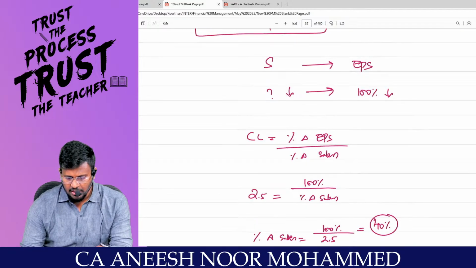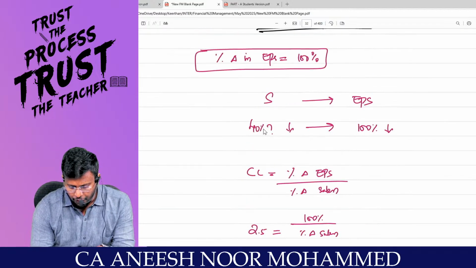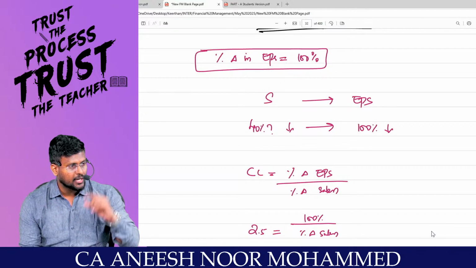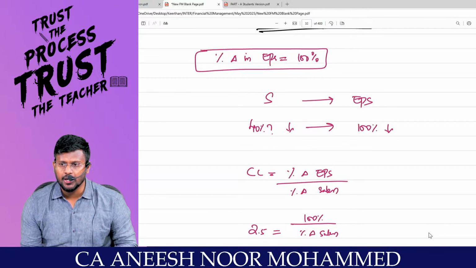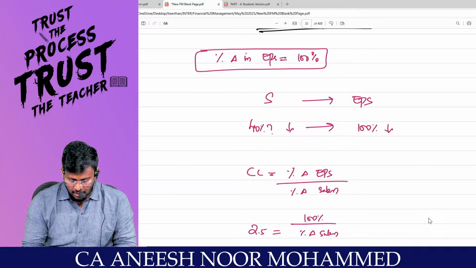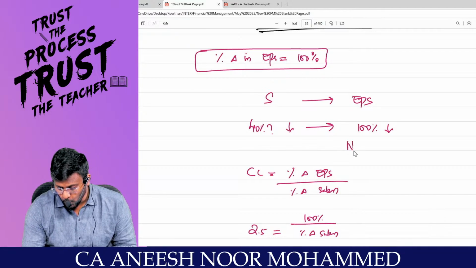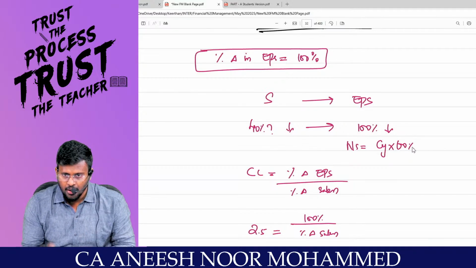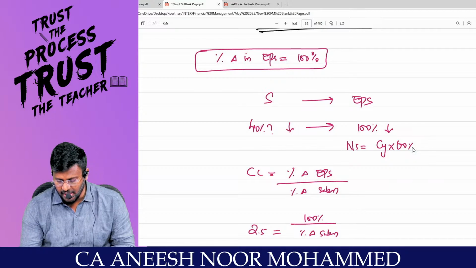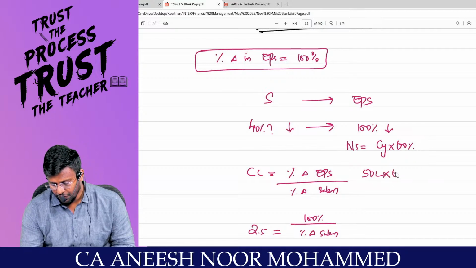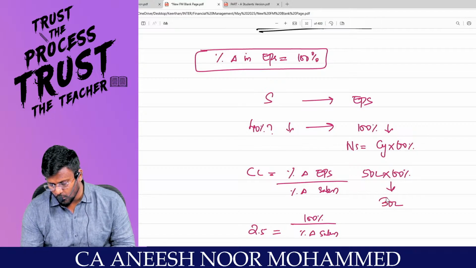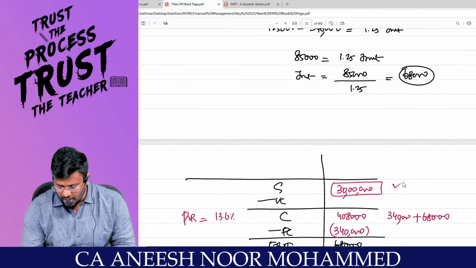That means if the sales fall by 40%, EBT will become 0. Automatically EPS will become 0. Getting the analysis? That means the new sales will be current sales into 60%, because 40% is going to be lesser. What is the old sale? 50 lakh. 50 lakh into 60% comes to 30 lakh in one shot.